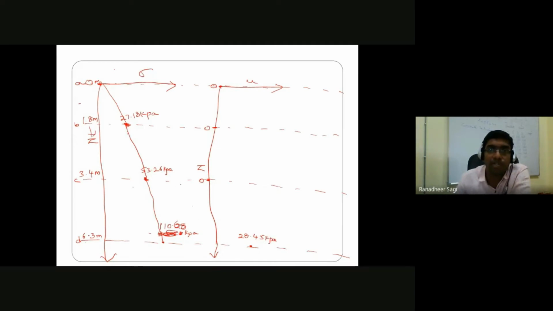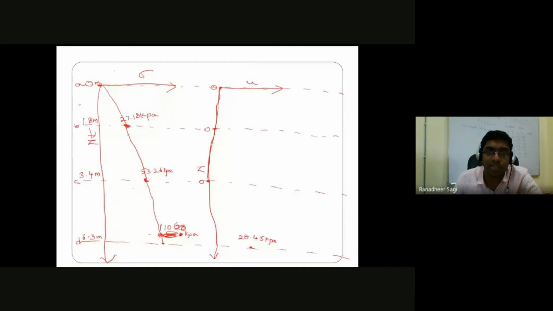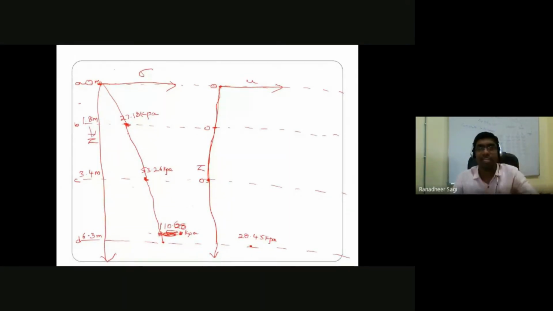Now, from point A to point B the value goes from 0 to 0, so obviously the line coincides with your vertical axis. Even from B to C it is 0 to 0 only, so it once again coincides with the vertical axis. But from point C to point D, the pore water pressure varies from 0 to 28.45. So from point C position, I'll join the other point by a straight line. Please assume this is the point corresponding to 28.45 kilopascal. So it's a straight line.